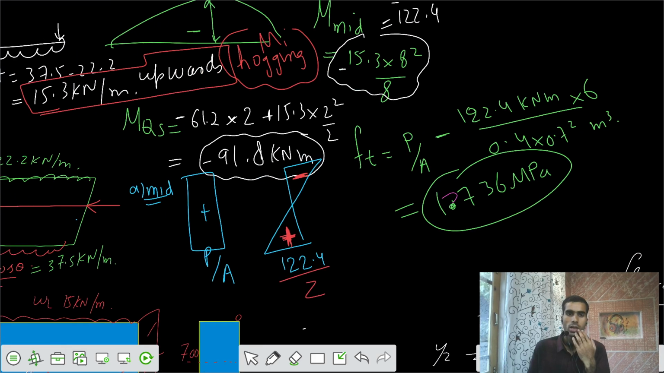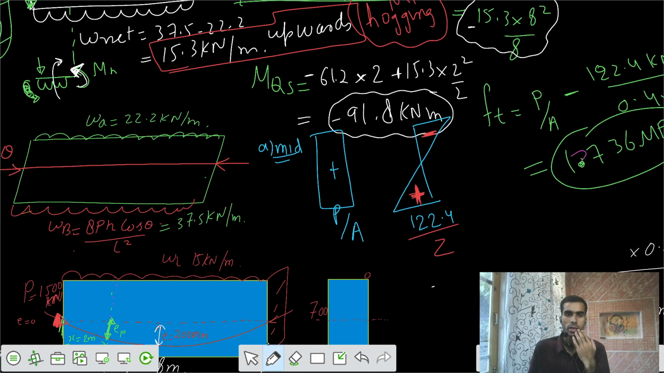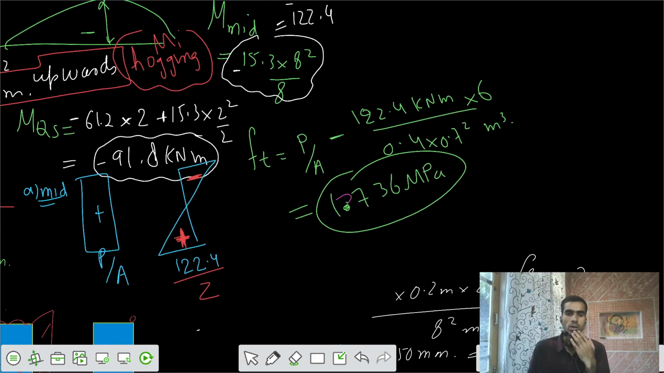So I would say stresses for the quarter span is also same, because we're cutting the section here. At that location, your direct force of P is acting there, and one more is there because of the bending moment. So for the second part, your moment is going to change. All other data is fixed.